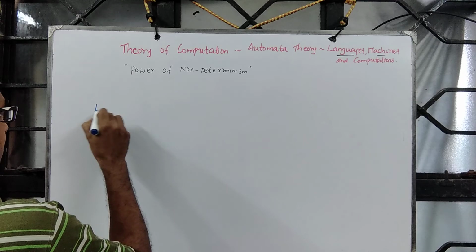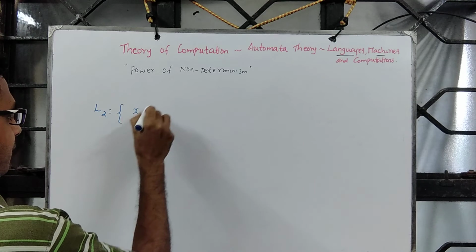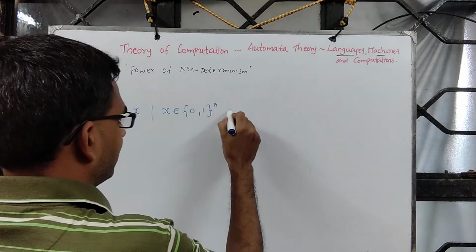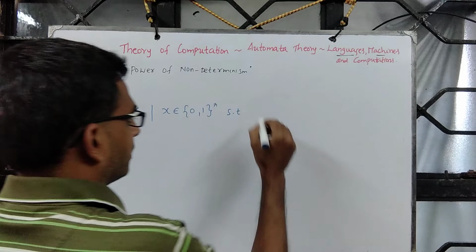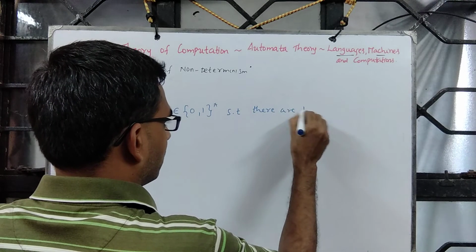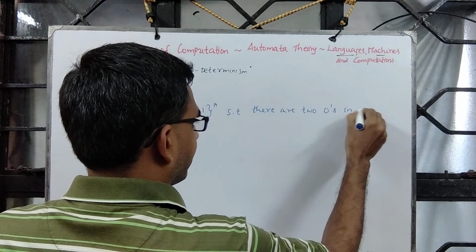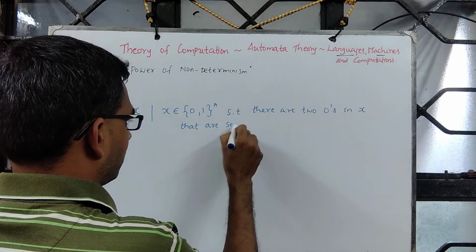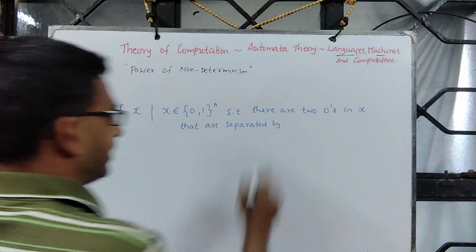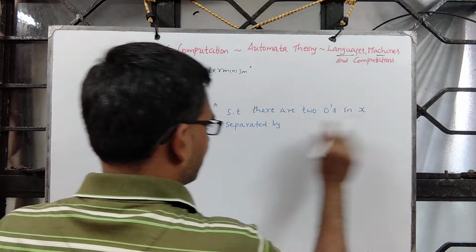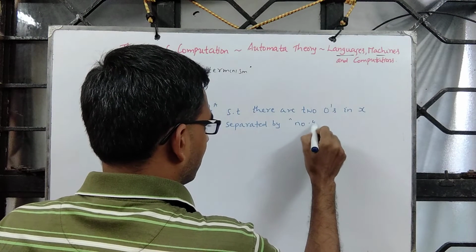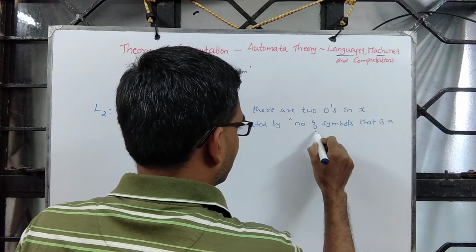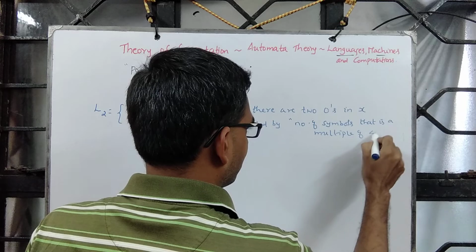So consider this language. What it says is the set of strings x belonging to {0,1}* such that there are two zeros in x that are separated by some number of symbols, that is a multiple of some digit, say 4.